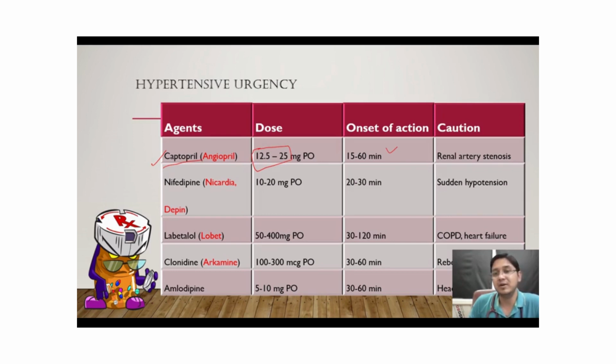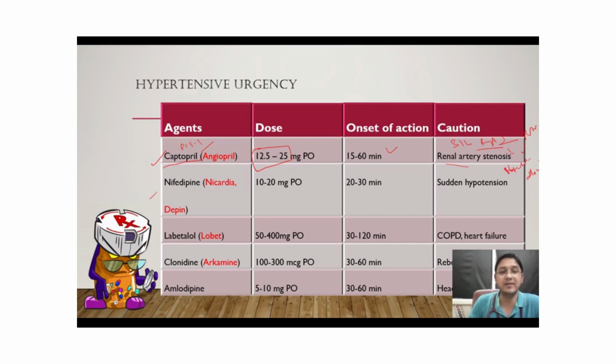What we have to be cautious about is renal artery stenosis. As we all know, this is an angiotensin converting enzyme inhibitor. So if there is bilateral renal artery stenosis, it will completely suppress the RAS system, and that will lead to renal shutdown. So in bilateral renal artery stenosis, we have to be cautious. If there is such a case, we can shift to another.